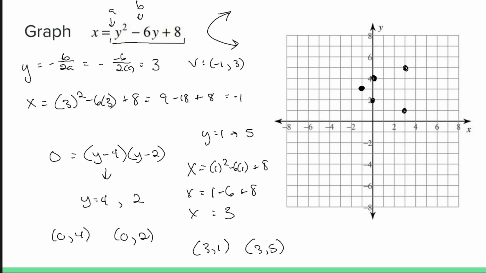Let's draw this out the best that we can. Well, I'm no artist, but I'll give myself some credit. That looks pretty dang good.